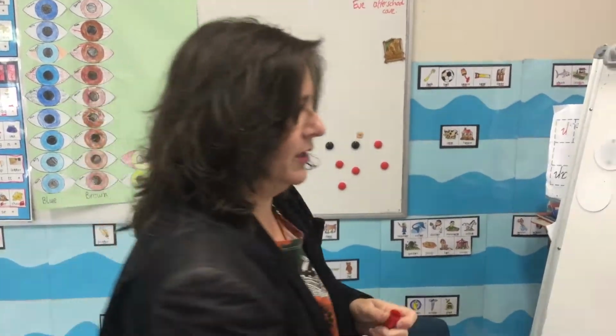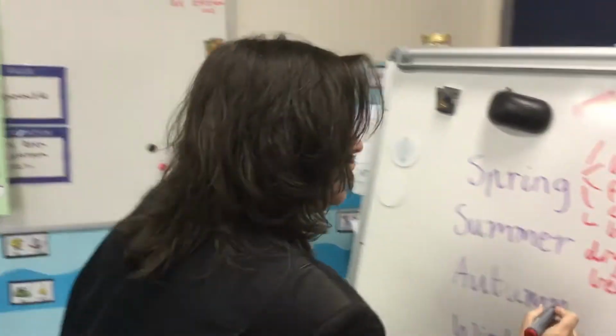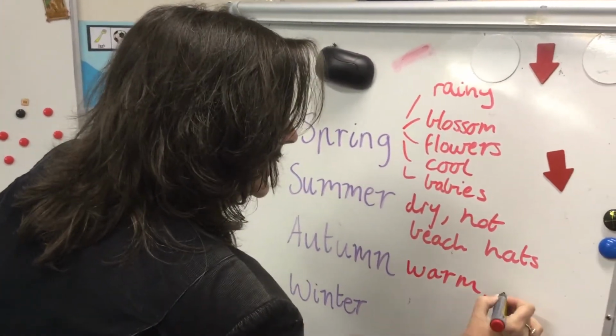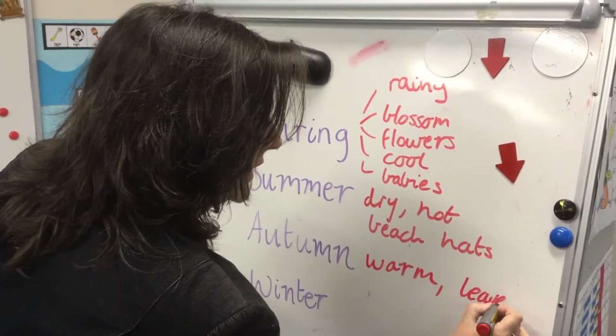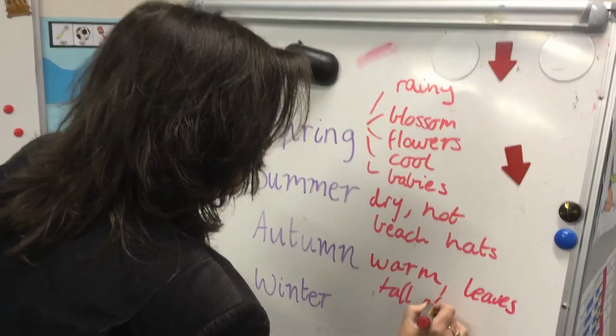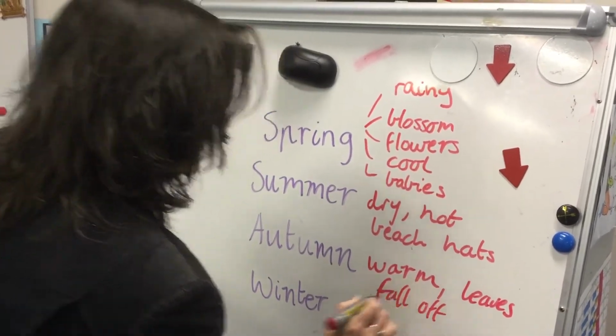Then autumn. Autumn was when it starts getting cooler. But it's not cool. It's still kind of warm. Shall we say warm? Yeah. Warm. And leaves fall off the tree. Leaves fall off. Oh, that fall was terrible. Look at that F. Oh, leaves fall off. You tend to wear warmer clothes again.